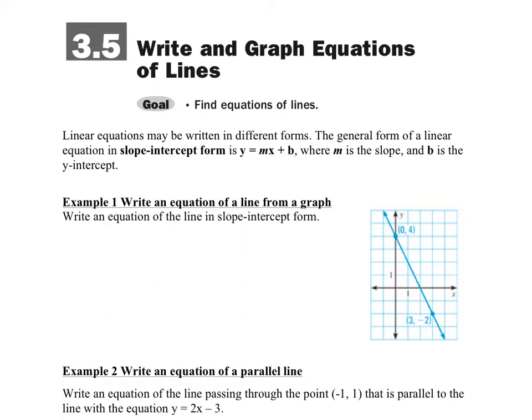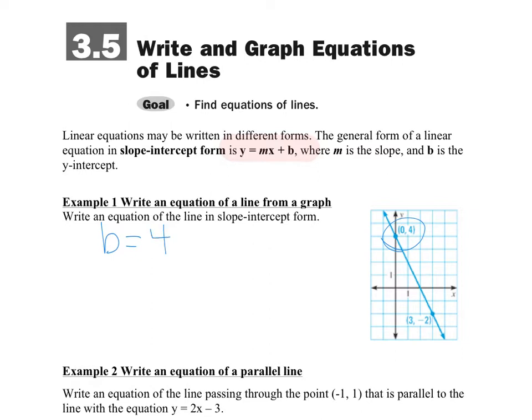Slope-intercept form is when we have our y equals mx plus b form, where m is the slope and b is the y-intercept. So from a graph, we can easily indicate, or sometimes very easily indicate, the y-intercept. The y-intercept is where it crosses the y-axis. So my b is 4.